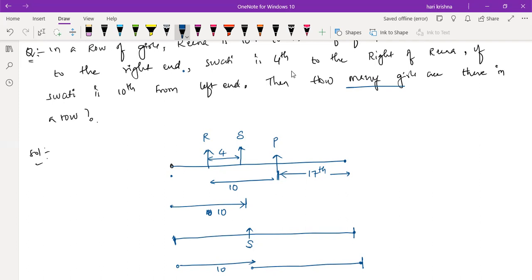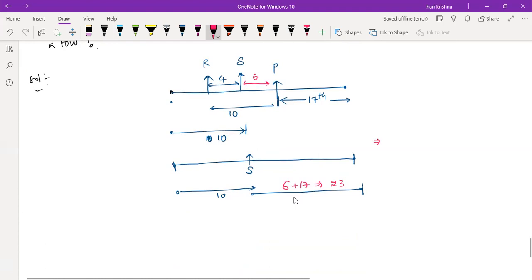17 plus. Here the total distance is 10. But 10 minus 4, if you do this, what will I get here? There is a 6 only, right? So this distance is 6 plus 17. So how much is it? 23. So the total distance from left to right is how much? 23 plus 10 is equal to 33. And if you want persons now, that is 33 minus 1 equal to 32.